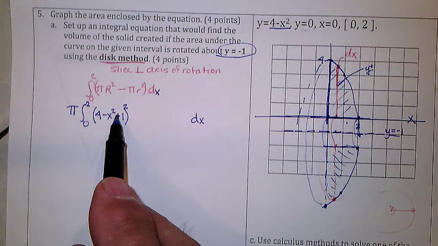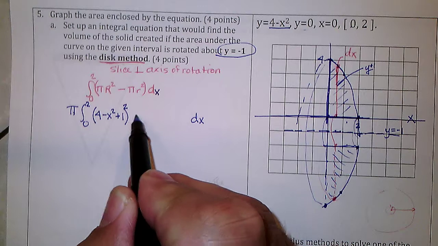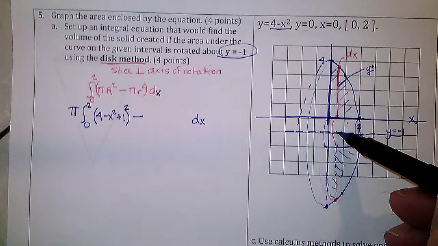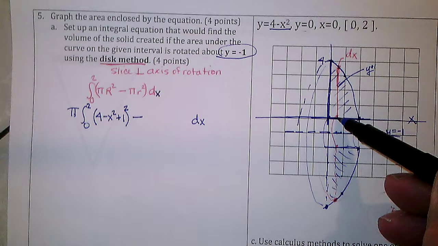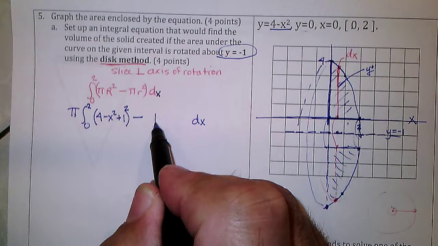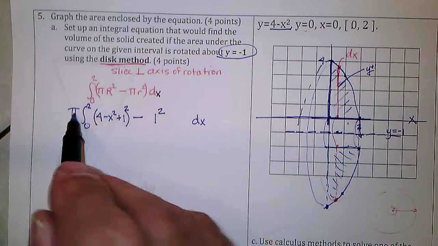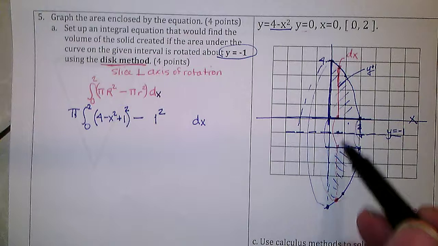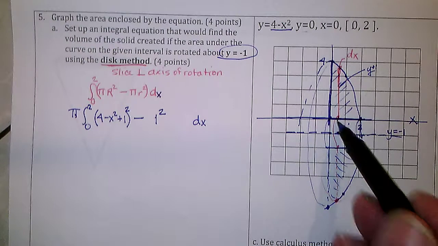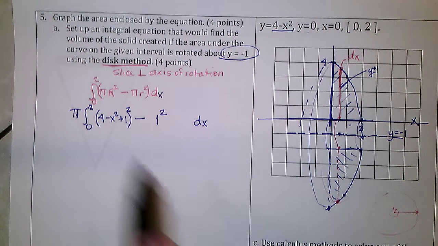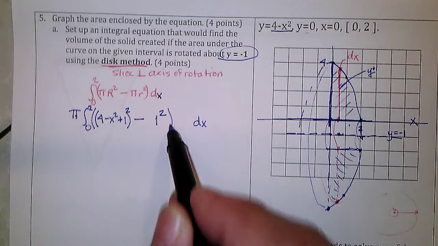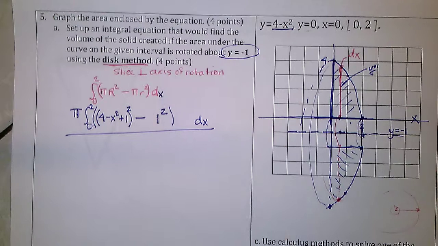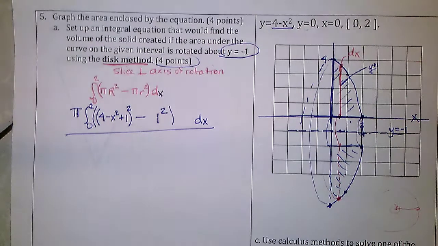Okay. But there is a hole, so I have to subtract the hole. Now, what's the radius of the hole? Well, it's always just 1. So pi 1 squared. The hole in this always has a radius of 1 because it's 1 from the axis. So this is all I need to do to show the setup. That would have gotten you the 4 points for the setup.